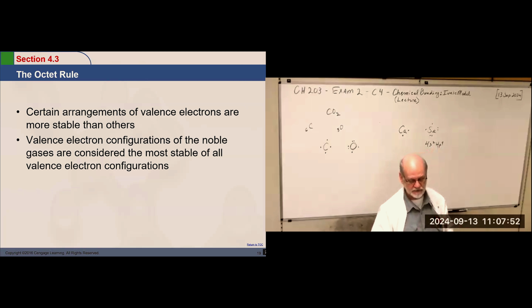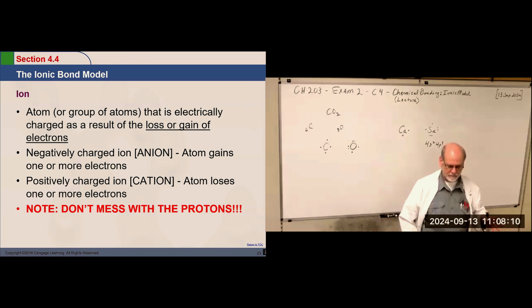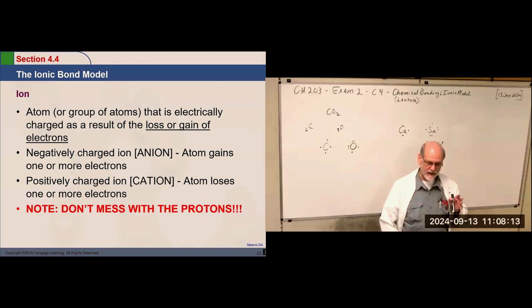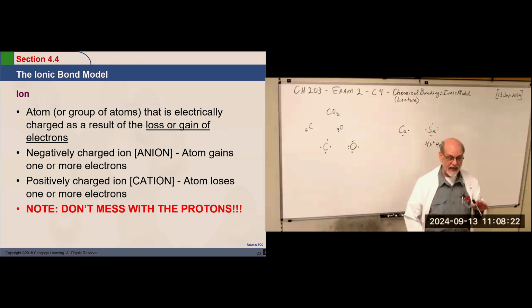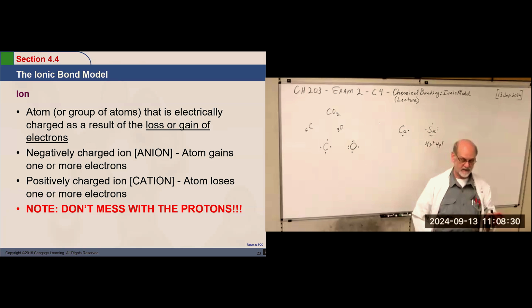All right, we already said that. There's the octet rule. Okay. Now we go back to the ionic bond. We form ions by either gaining electrons or losing electrons. And the charge is based upon the balance between electrons after the transfer and the number of protons that are still in the nucleus. Remember, you can't touch the protons to make an ion. If you mess with the protons, you got a different element. So it's all the balance of protons with gain or loss of electrons.